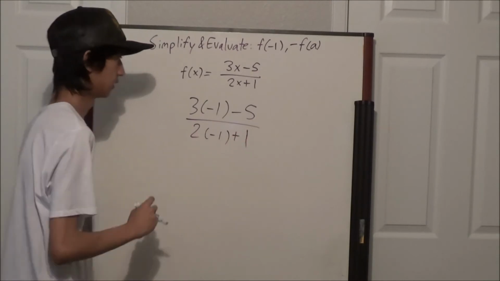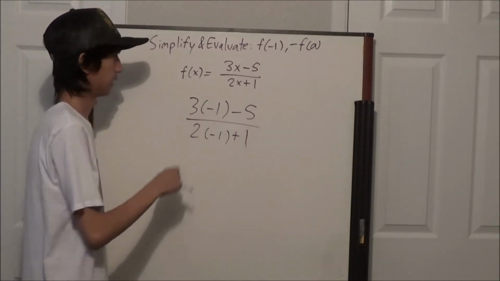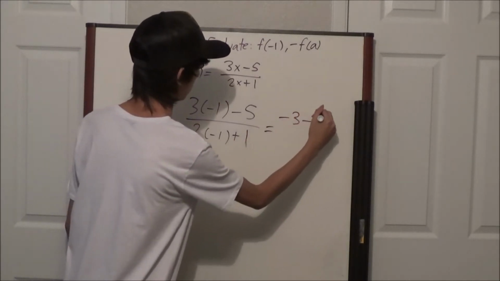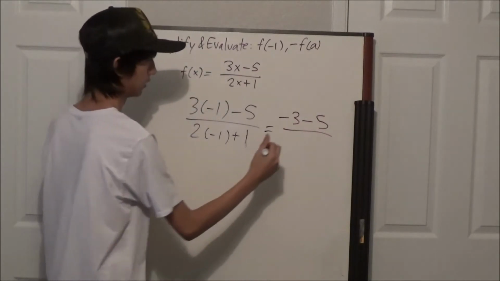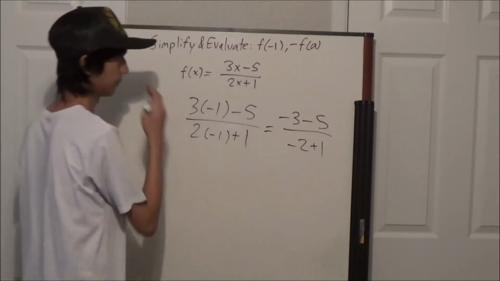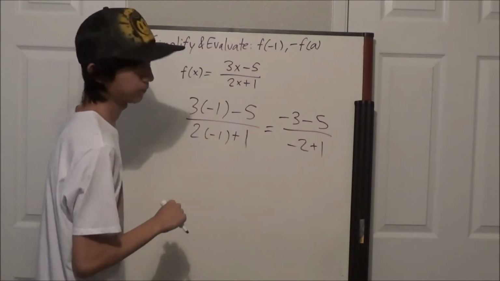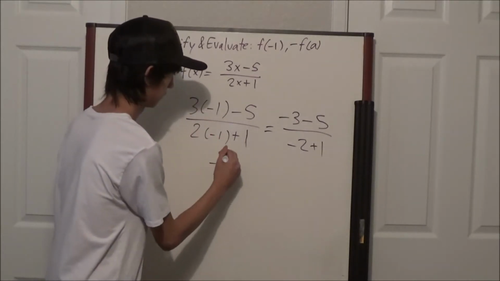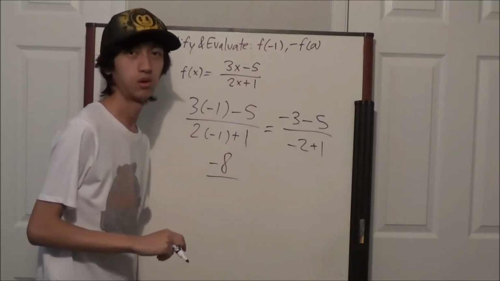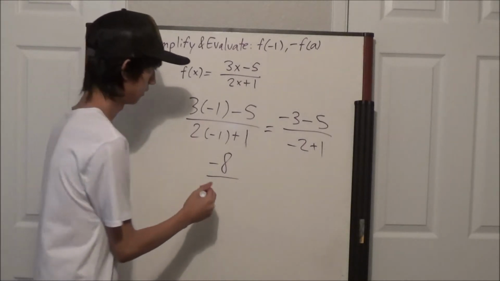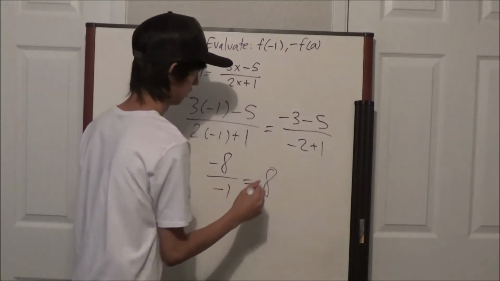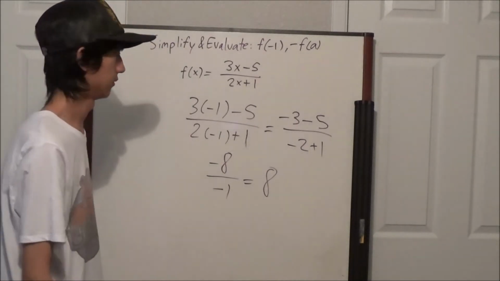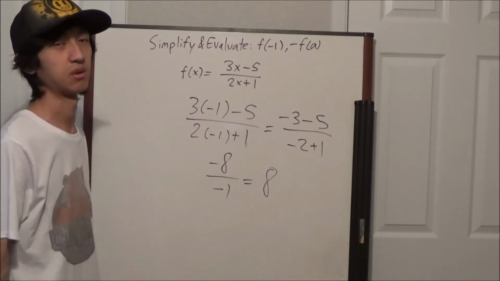So 3 times negative 1, and then we just evaluate negative 3. This is equal, I'm just going to write it right here, divided by negative 2 plus 1. Negative 3 minus 5, that's negative 3 plus negative 5, so that's negative 8. And then negative 2 plus 1 is the same thing as 1 minus 2, which is negative 1. So this is actually positive 8, because a negative number divided by a negative number equals a positive number. Same goes with multiplication, negative times a negative equals a positive.